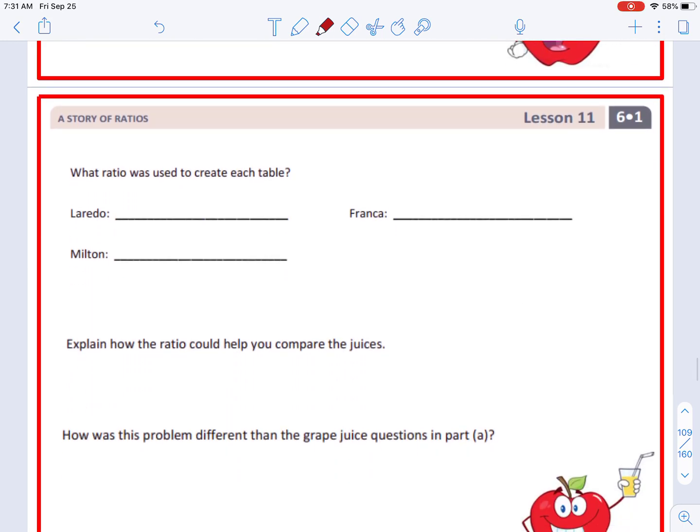Okay, let's move on. So what ratios was used to create each table? Laredo was 6 to 1. Franca was 5 to 2. Milton was 8 to 3. Explain how the ratio could help you compare the juices. Well, we can just look at these and see who has the strongest taste. Who has the most water compared to juice concentrate?